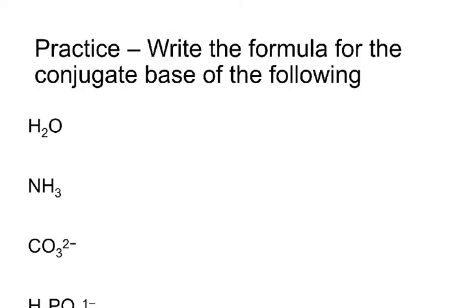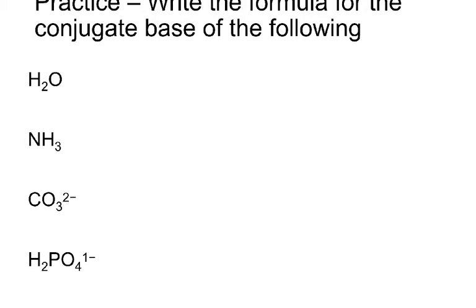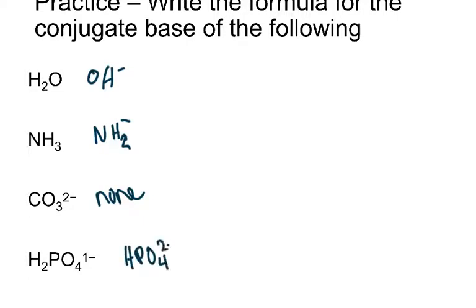What about the conjugate base? For writing our conjugate base, we're going to get rid of an acidic hydrogen. So here our water becomes OH-. Our NH3 would become NH2-, which does exist. CO3 2-: there's no hydrogen to pull away, so there is not a conjugate base for the carbonate ion. And H2PO4- can become HPO4 2-.